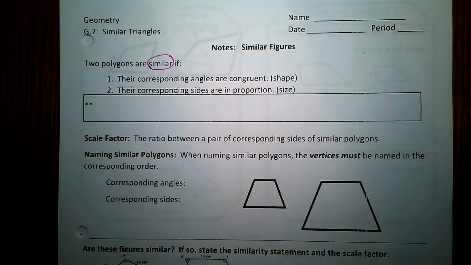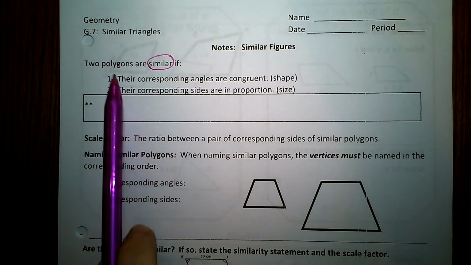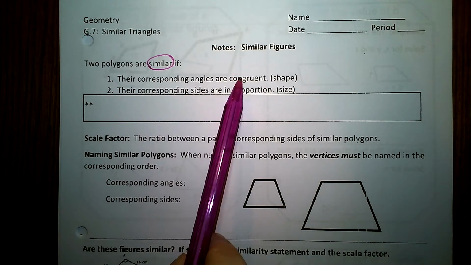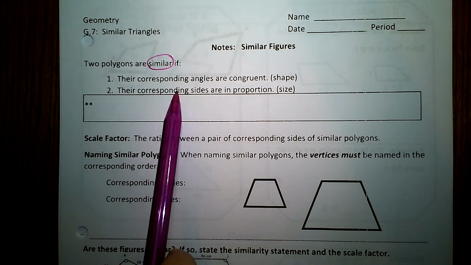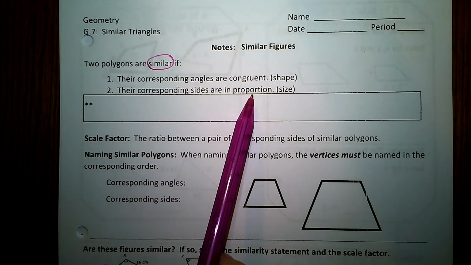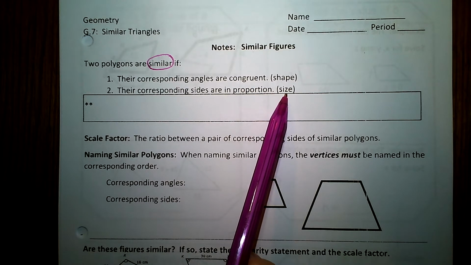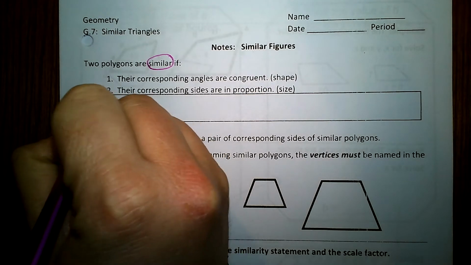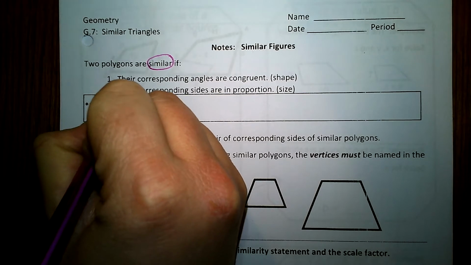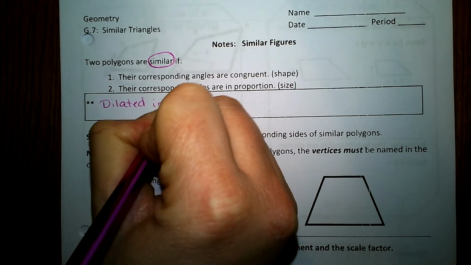The definition here of similar polygons or similar figures is they are polygons that have corresponding angles that are congruent, which means they hold the same shape, and corresponding sides that are in proportion to one another, okay, which means they create a different size. So I want you to visualize like taking an original figure and enlarging it or making it smaller, like we did with dilations. Similar figures are dilated images of one another.